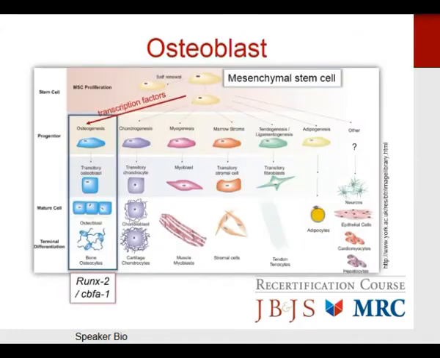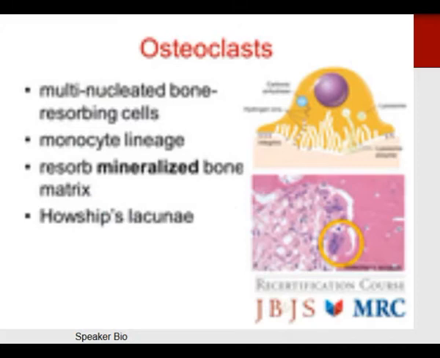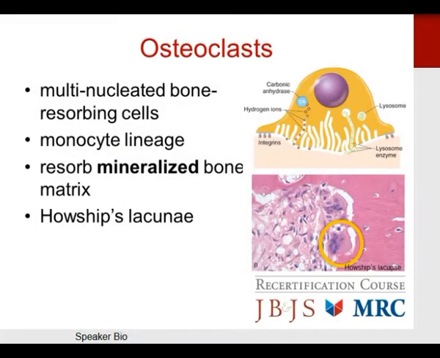So we've talked about the osteoblasts, which help to create bone. The osteoclasts help to resorb bone, so the interplay between these two is important for bone turnover. The osteoclast is a multinucleated bone-resorbing cell. It does not come from a mesenchymal stem cell lineage. In fact, it comes from a monocyte lineage. It's more of a hematopoietic cell. This resorbs mineralized bone matrix in areas called Howship's lacunae, as demonstrated on this histology slide.